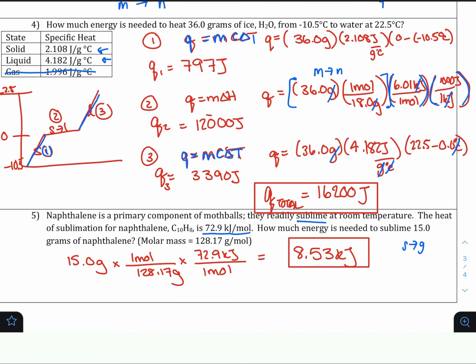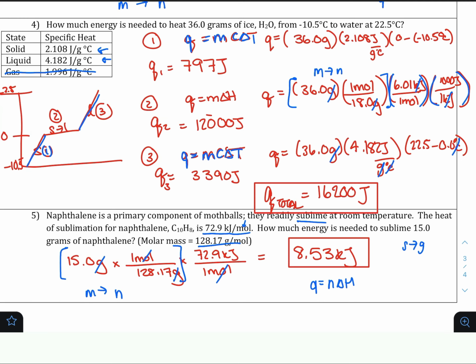How much energy is needed to sublime 15 grams? Well, again, Q equals M delta H. However, this delta H value has moles, so we need to convert from grams to moles, okay, using our molar mass, which is provided. So again, we go from mass to moles, and then multiply. So grams cancel with grams, moles cancel with moles. I'm left with just kilojoules, which is a unit of heat. Therefore, we are done. Okay?